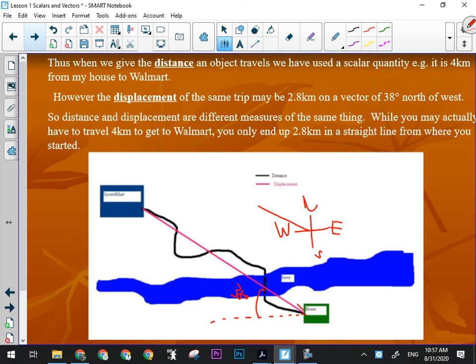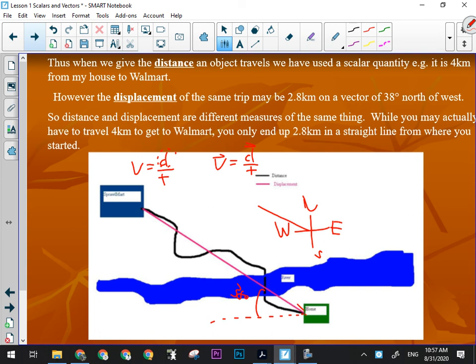All right, now we learned these two formulas last year. V equals d over t and v equals d over t. If I want to calculate my speed, I need both the distance and the time. I already know the distance. It's 4 kilometers. Well, let's say it takes me a half an hour to get to Walmart. What's my speed?